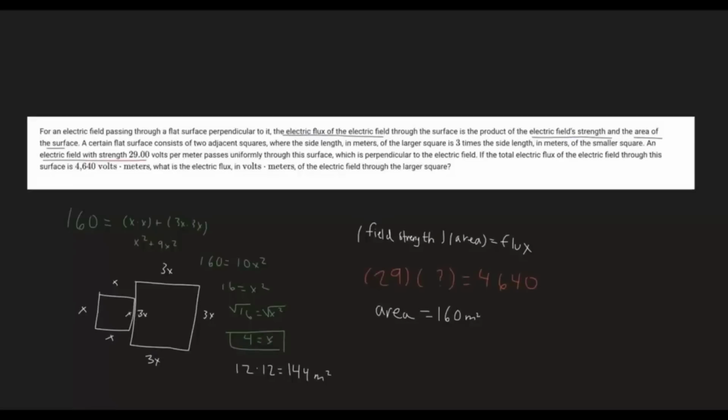And so now that we have the area, we know that because of this relationship up here, it told us that the total electric flux is going to be the product of the field strength, which we already know is a constant 29, because that's volts per meter, right? Times the area of the surface, right? So what we can do here is just very simply 29 times 144. And 29 times 144 will give us a final value of 4,176 volts times meters as our final answer.